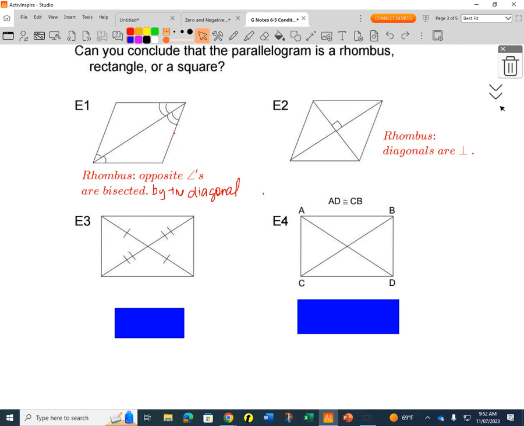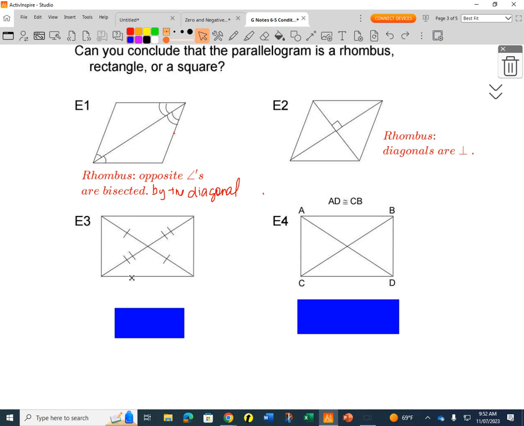What is marked on example 3? What do we know about that parallelogram in example 3? It does not say that the diagonals are congruent. Because if the diagonals were congruent, then they would all have either 2 marks or all have 1 mark, right?